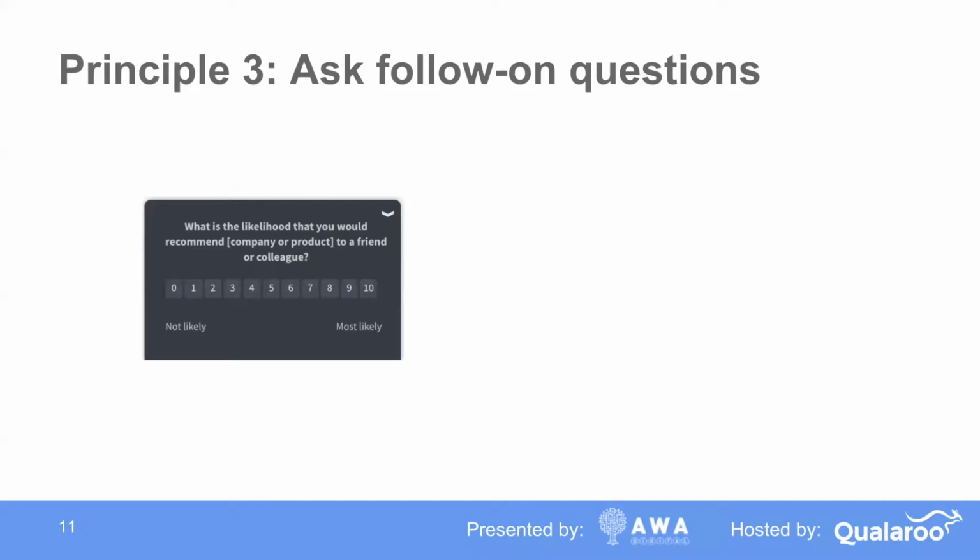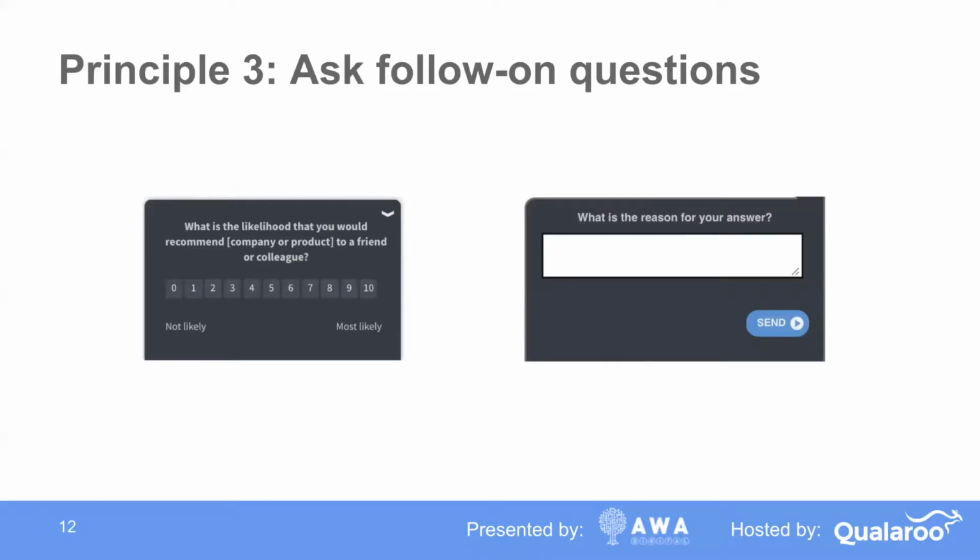The question, from my perspective, in an optimization context, is how actionable is this? Because this is a forward-looking metric, but in terms of immediate actionability, there's something missing. And what's missing is this follow-on question. In this case, what is the reason for your answer?